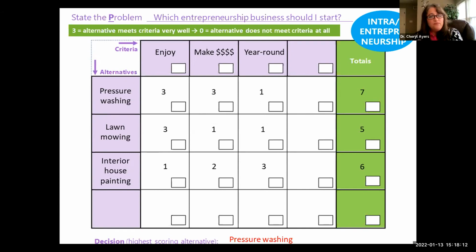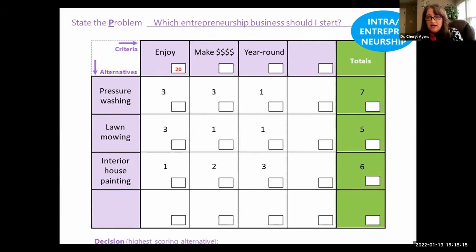Well, not so fast. When we put in those weighted criteria on a scale of 1 through 100, bringing in the relativity of percentages, I've decided that, okay, enjoyment is about 20% important to me. 30% is making the money. But here's the thing. I'm not just broke in the summertime. I need money all year round. So when you go back through and put the new numbers in, so for example, the pressure washing, you pretty much can't do that in the winter. So it changes all the numbers and it changes the outcome, which means we really should pursue interior house painting. And the opportunity cost there is now the pressure washing.